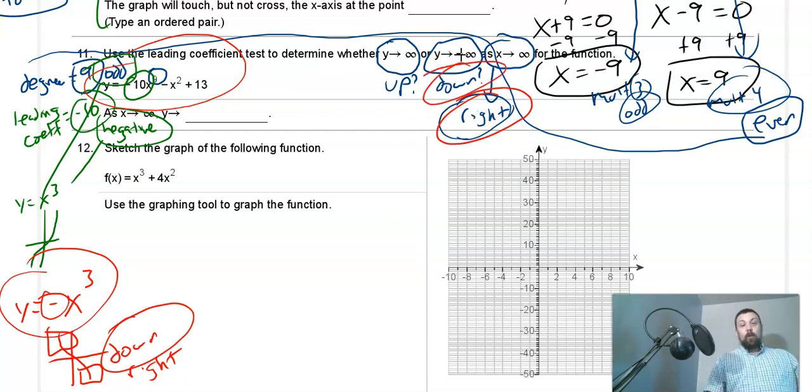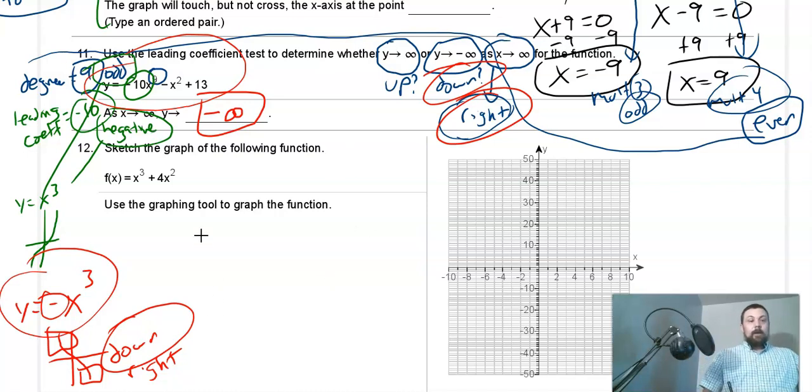Now that means y is going to negative infinity. So what you want to put into the blank space here is negative infinity. As the graph goes to the right, it's going to go down. There seems like there's a better way to word that, but as the graph heads to the right, it decreases. It's going down to the right.